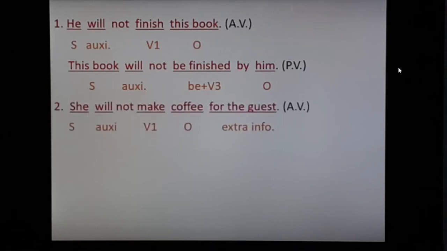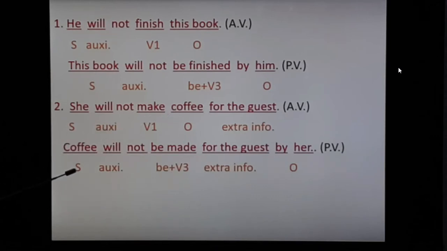Next, she will not make coffee for the guest. Subject: she, will. The auxiliary verb "not" is given because we are framing a negative sentence. Make is the V1 form, coffee is the object, and "for the guest" is extra information. This is active voice. Now, how will you turn this active to passive?